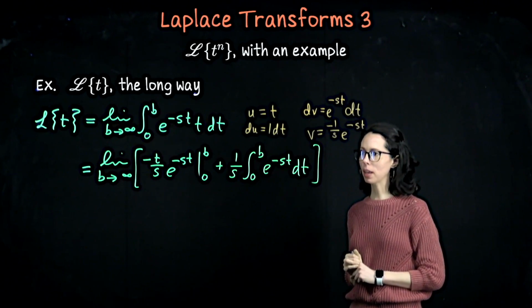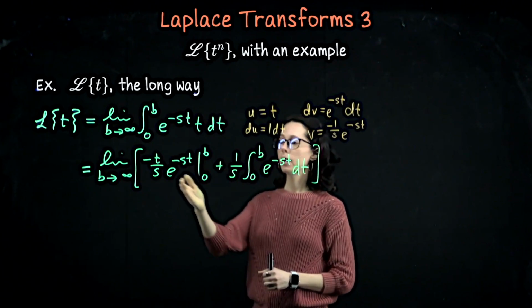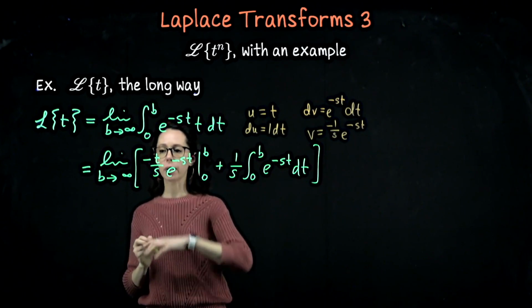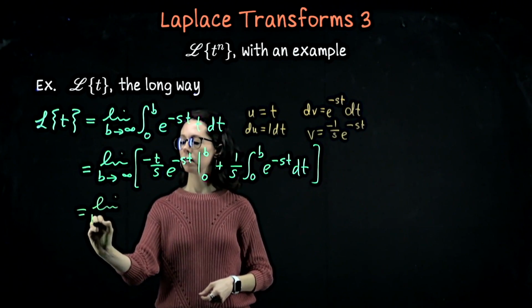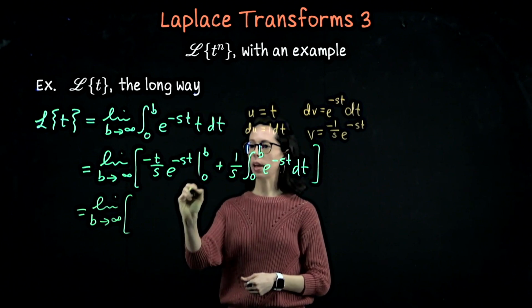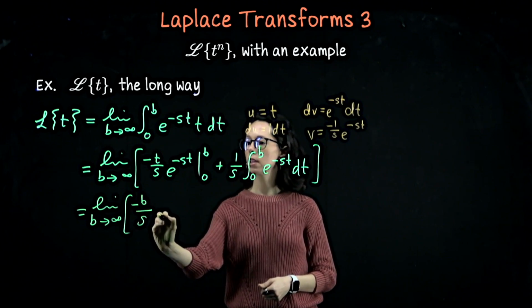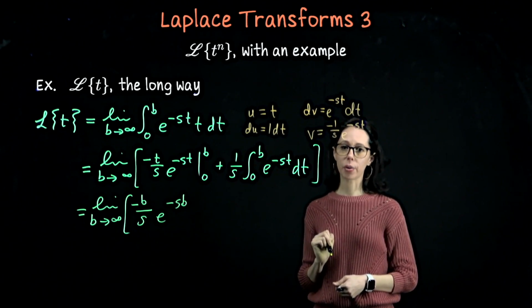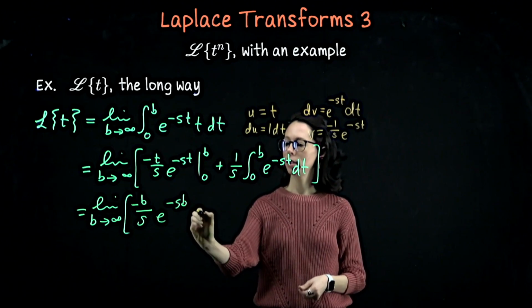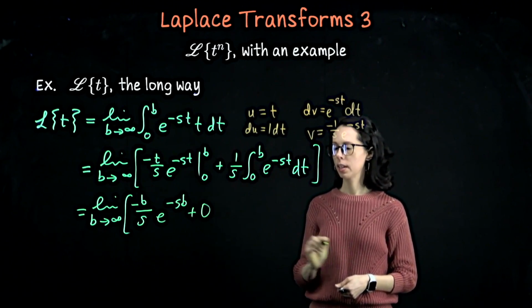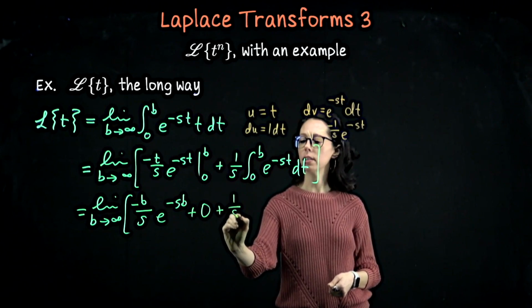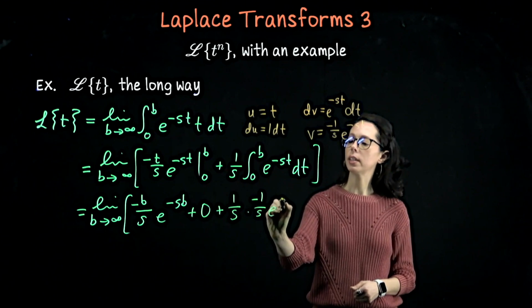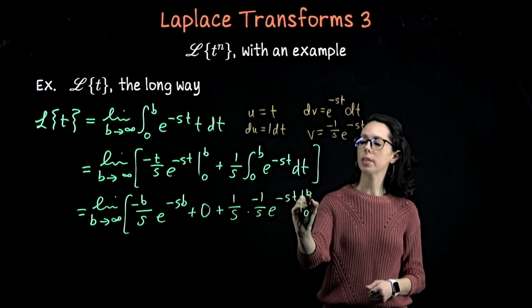All right, let's plug b in now for t. Be careful. We have t and s, but we've anti-differentiated with respect to t. So now to evaluate this, we'll put b and 0 in for t. So we'll have negative b over s, e to the negative sb. When I plug 0 in for t in the second term, it just goes away, plus 0. And then here I need to anti-differentiate, so we'll have plus 1 over s times the antiderivative of e to the negative st, which is negative 1 over s e to the negative st. Evaluate that from 0 to b.